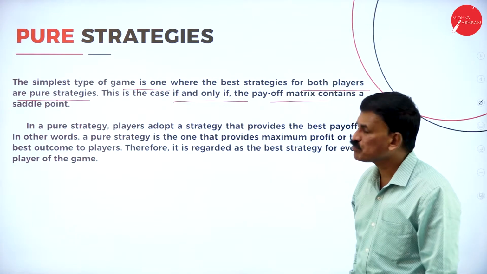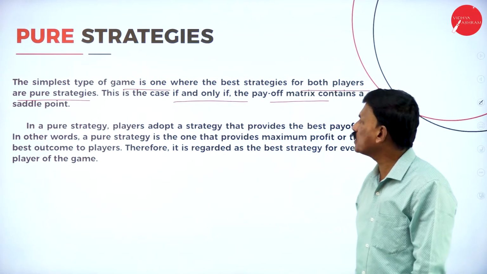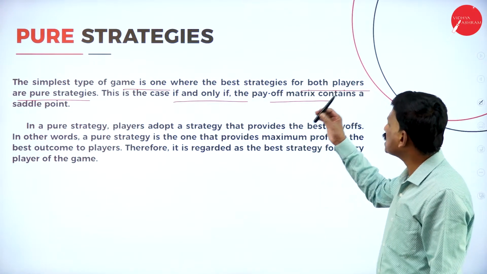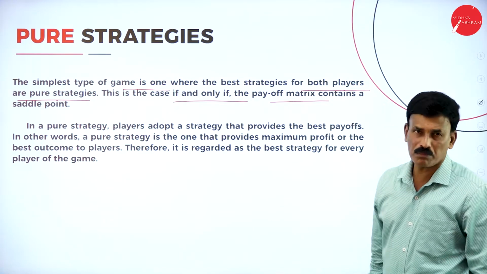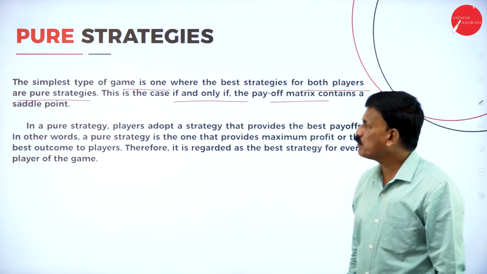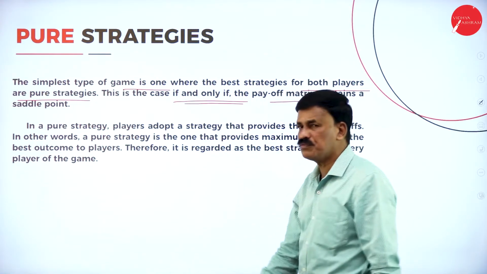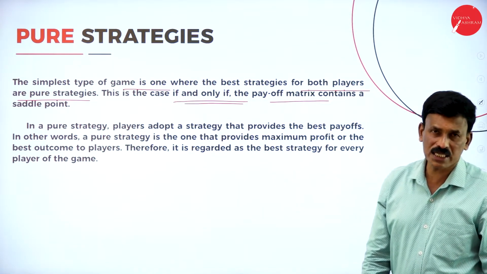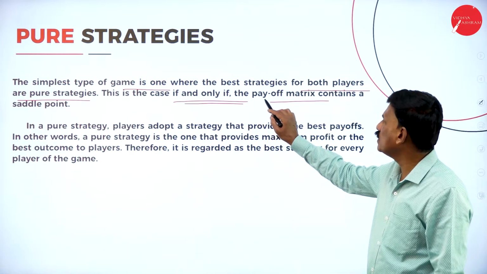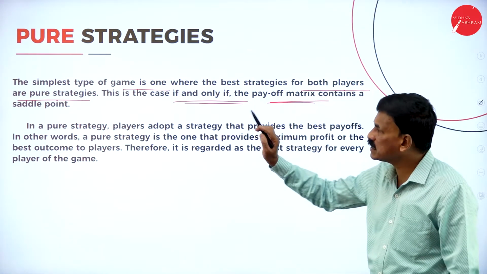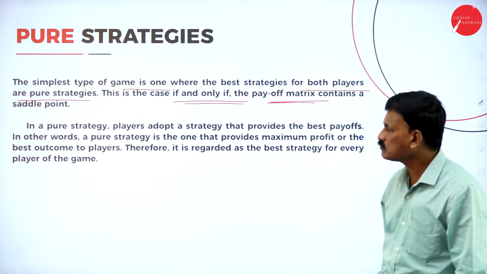So listen to me here. The simplest type of game is one where the best strategies for both players, player A and player B, are pure strategies. That means this is the case if and only if a saddle point exists, that is, if and only if the payoff matrix contains a saddle point.